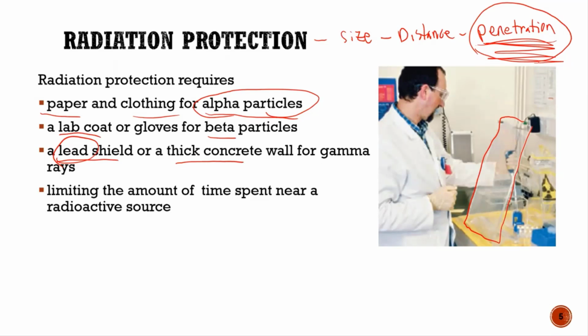Limiting the amount of time spent near any radioactive source is good, so you want to minimize the amount of exposure to radiation. And obviously, the further you are, the less likely it is to reach you, because the farther you are, the more likely it's going to collide with something in the atmosphere. So increasing your distance definitely improves your chances of it not reaching you or penetrating your skin.